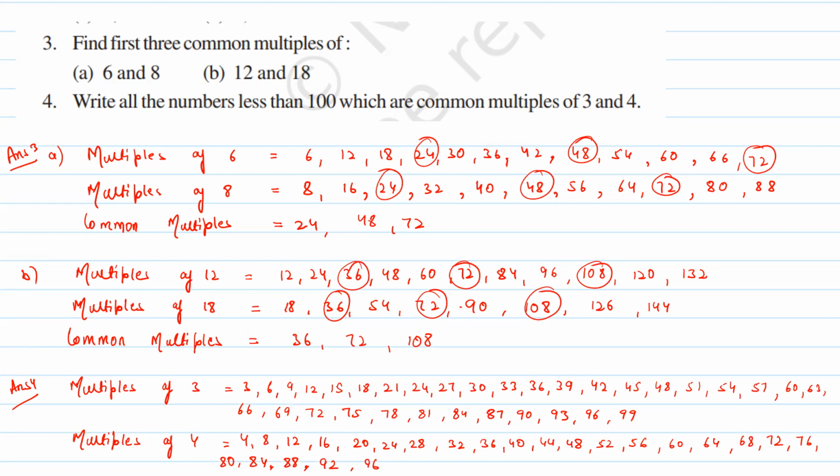So you can see the common multiples are 12. Then after this we have 24. After this we have 36. After this we have 48. After this we have 60. After this we have 72. After this we have 84. And after this we have 96. These are the common multiples of 3 and 4 less than 100.